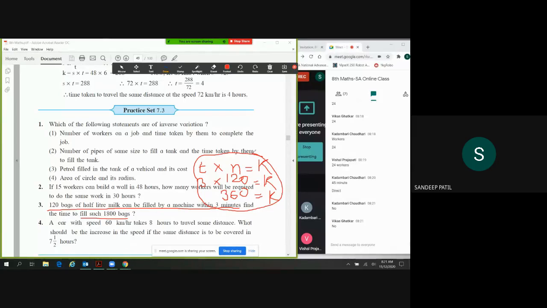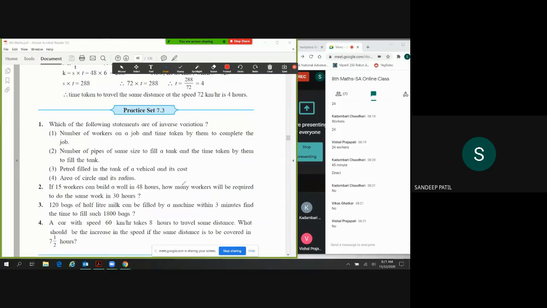Yeah, so this is a different thing, right? I thought that you would notice. Anyway, if T is the time and N the number of bags, then here it becomes K divided by N, right? No. So this was the problem for inverse variation. That's what we have been using till now. But this is a problem of direct variation.